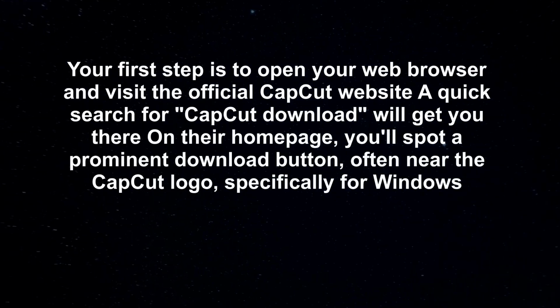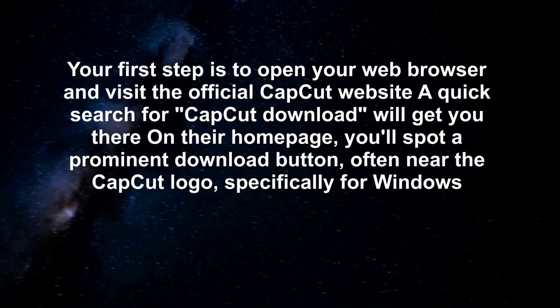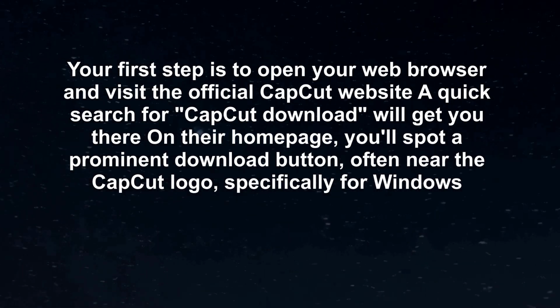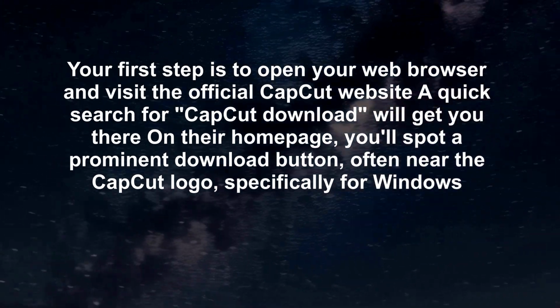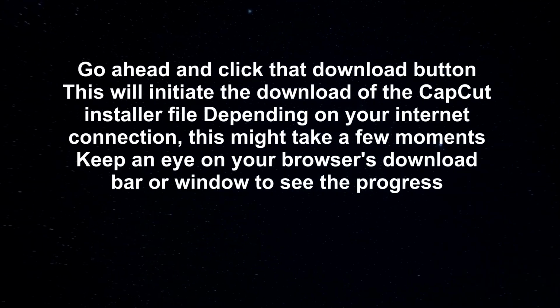Your first step is to open your web browser and visit the official CapCut website. A quick search for CapCut Download will get you there on their homepage. You'll spot a prominent download button, often near the CapCut logo, specifically for Windows. Go ahead and click that download button.